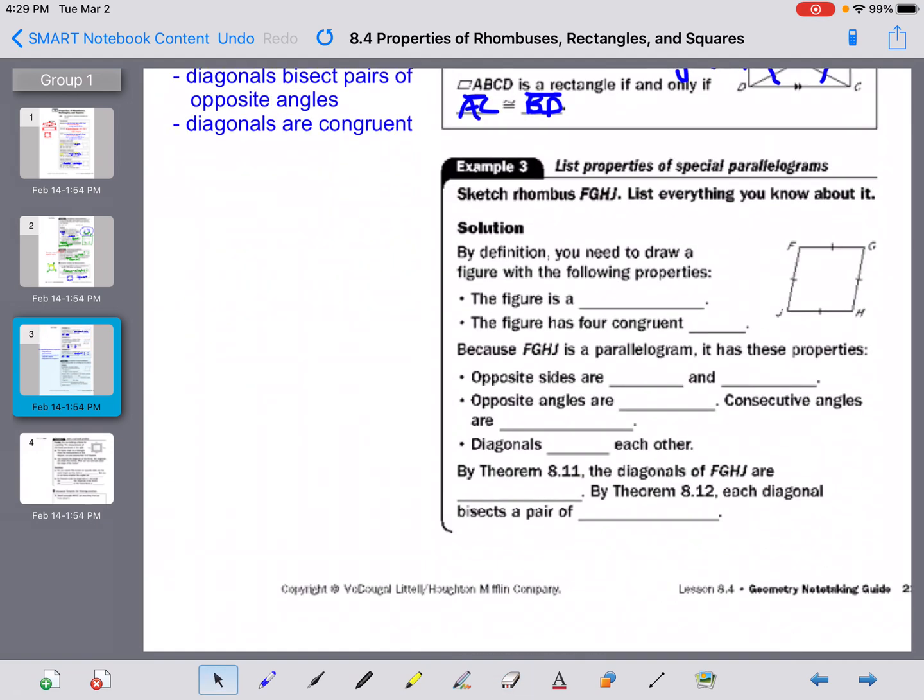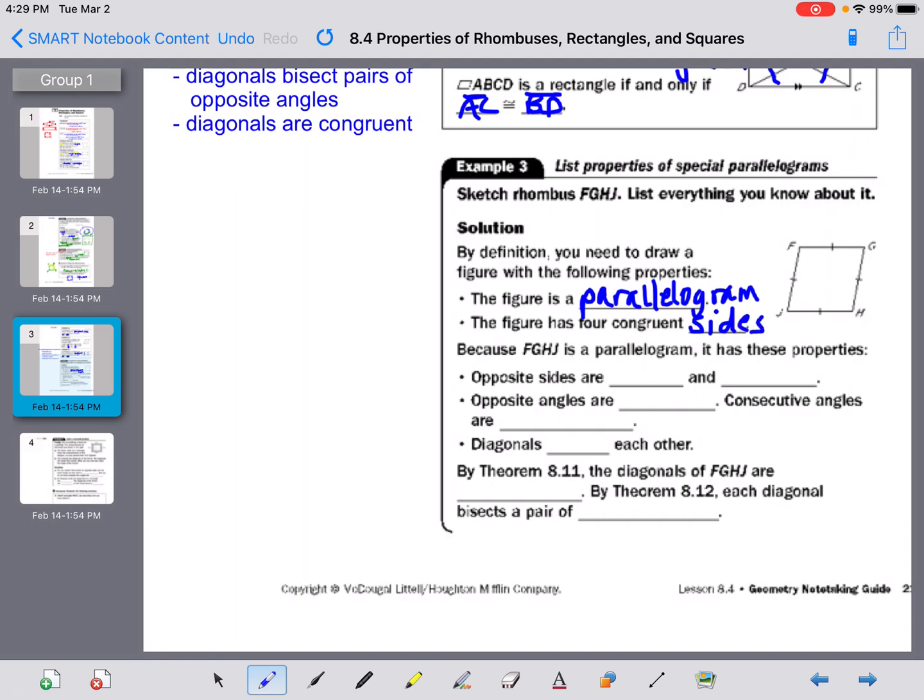All right, so let's see. Sketch rhombus FGHJ and list everything you know about it. Well, they were nice to us, and they already sketched it, so I guess we don't need to sketch it. But let's say everything we know. By definition, the figure is a parallelogram, and it has 4 congruent sides. That's what makes it a rhombus.